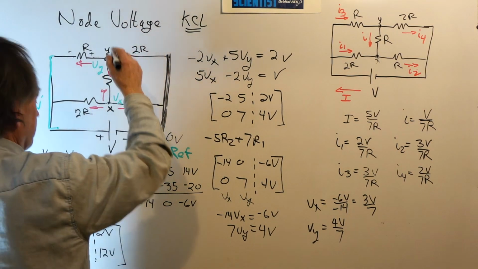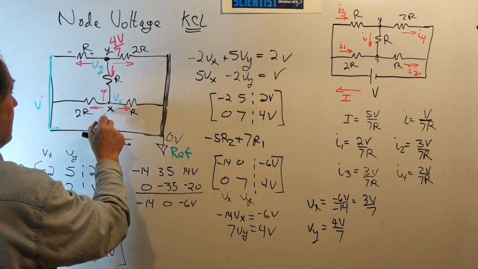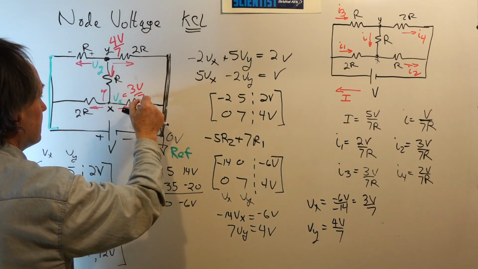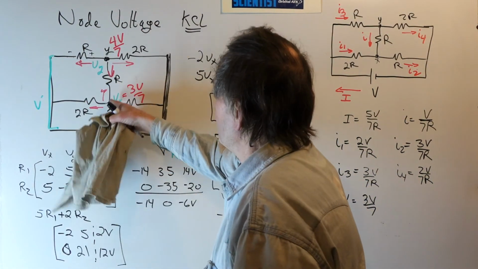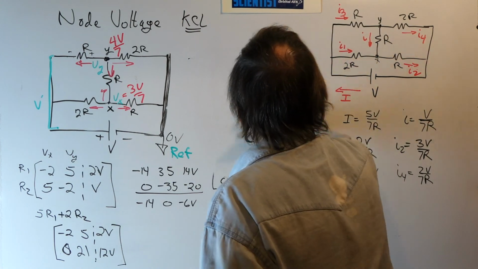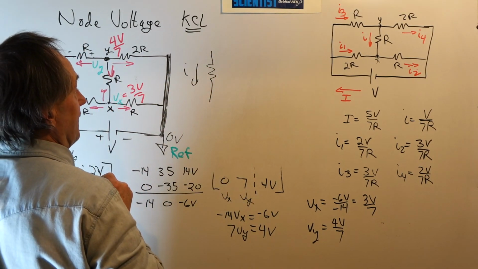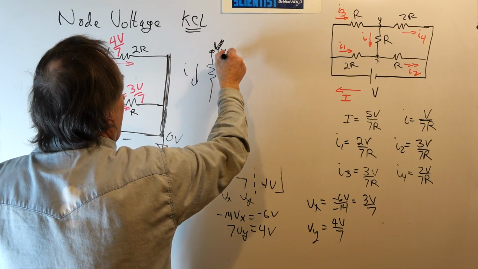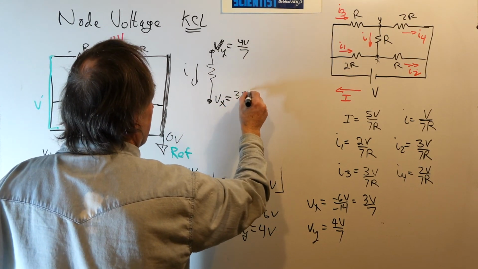So Vy is 4V over 7, and node voltage Vx is 3V over 7. Now we can get the current I in the network, the little I, through this resistor. If we look, what we have, our small I current, let's say we define it that way, then our Y node, Vy, is 4V over 7, and Vx is 3V over 7.